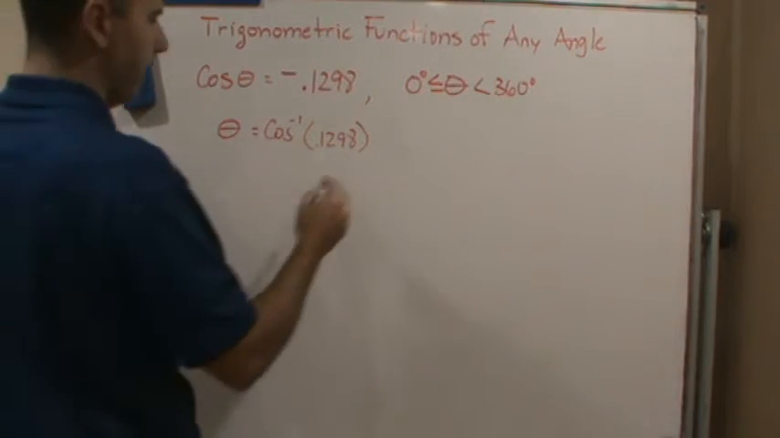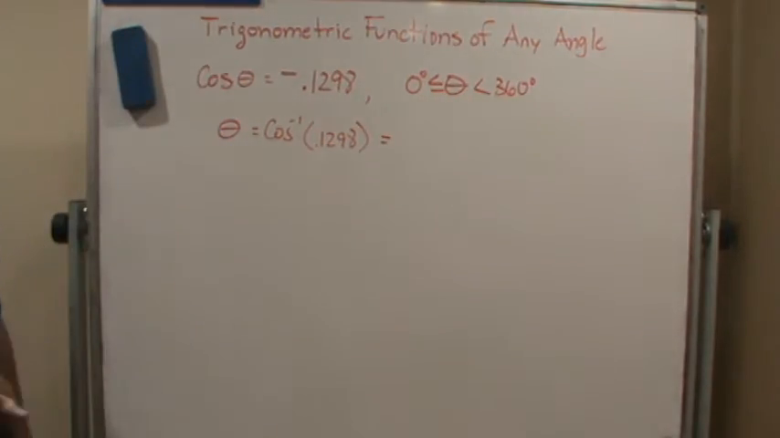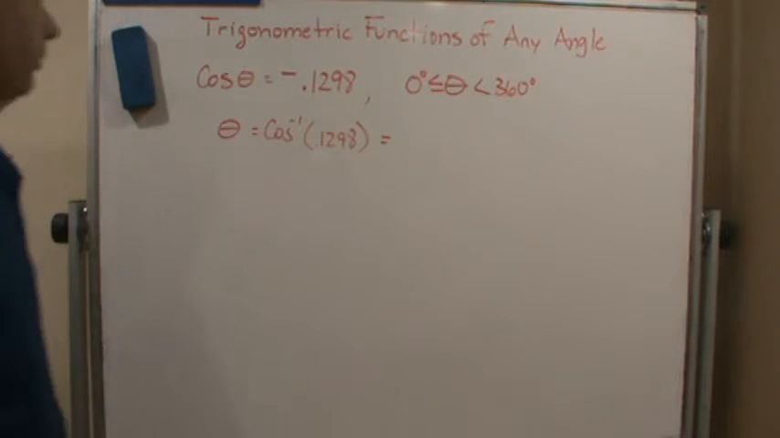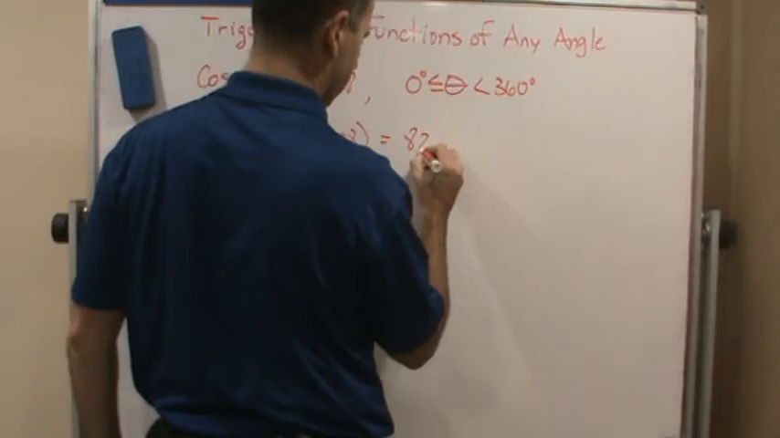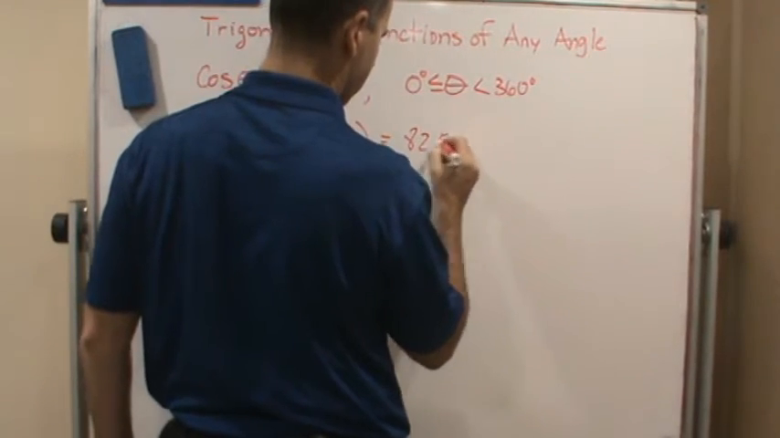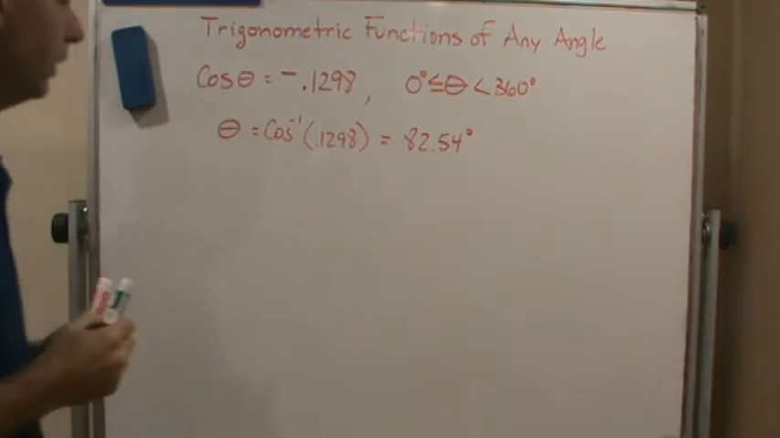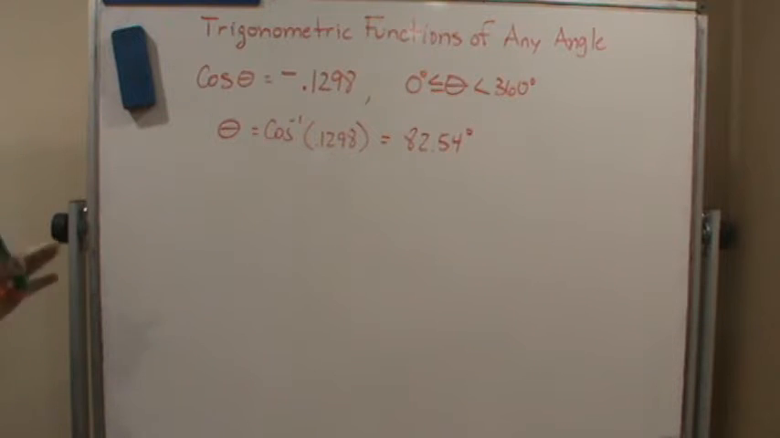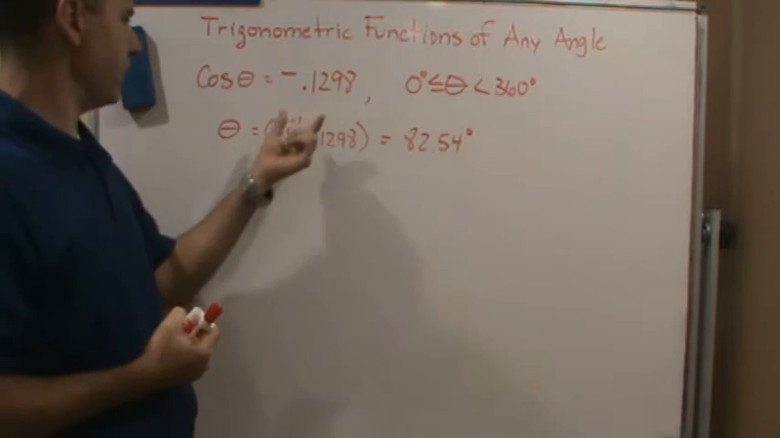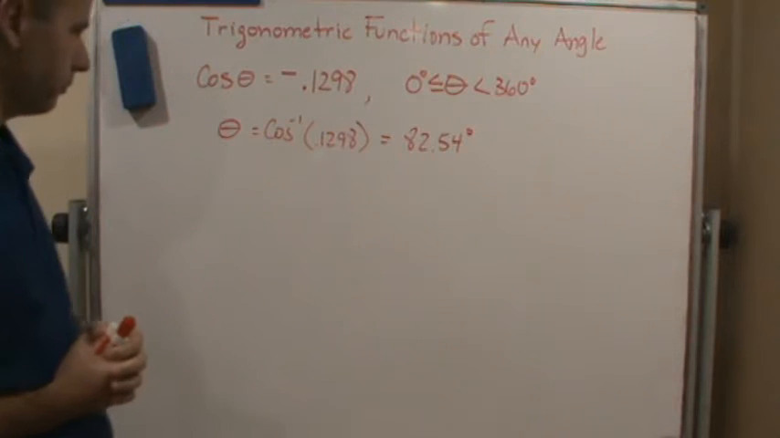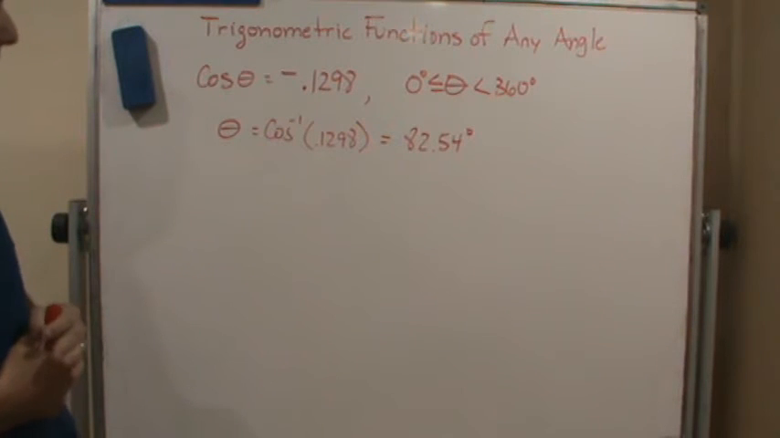Okay, then we're going to get the reference angle. And the reference angle in your calculator is going to be approximately 82.54 degrees. Now, that's the reference angle, but we know that cosine is going to be negative in the second and third quadrants.